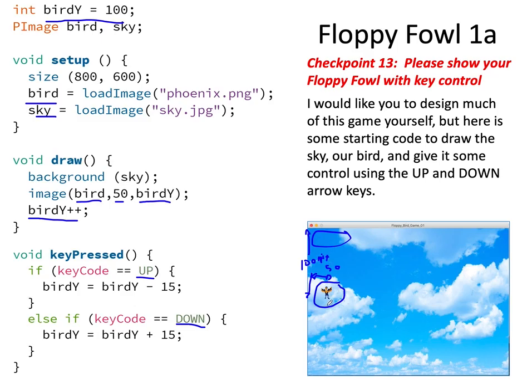If you run this at this point, you should actually have control of the bird. Without touching anything, the bird will slowly move down the screen, but using the arrow keys, you should be able to move it up and down. You can change these values if you wanted to move a little faster. I think these are just about right, but you can play with the 15s if you want. But it's a good starter code, so this is the part I'm giving you as a freebie. Once you get this working, show it to us for checkpoint number 13.